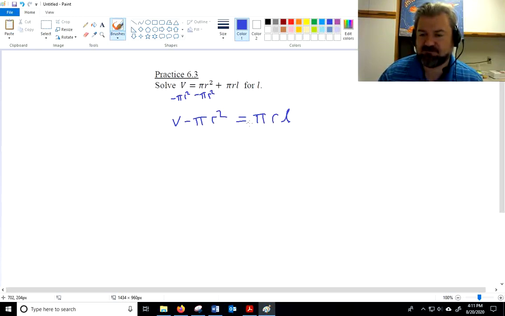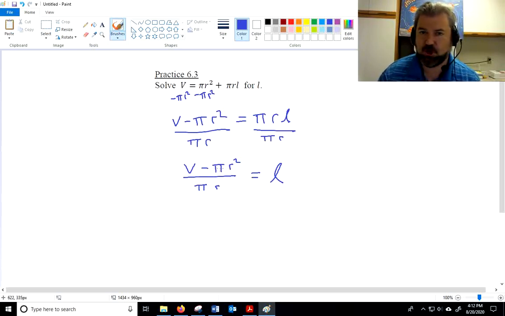Well, we need to divide by pi, but we also need to divide by r. So I'm just going to do it at the same time. So I get V minus pi r squared over pi r. And for the love of Pete, do not cancel these out. No. You would have to have pi's in every single term. Terms are separated by pluses or minuses, so I'd have to have a pi with the V. I have a pi with that r. I have a pi with that r. I don't have a pi everywhere.